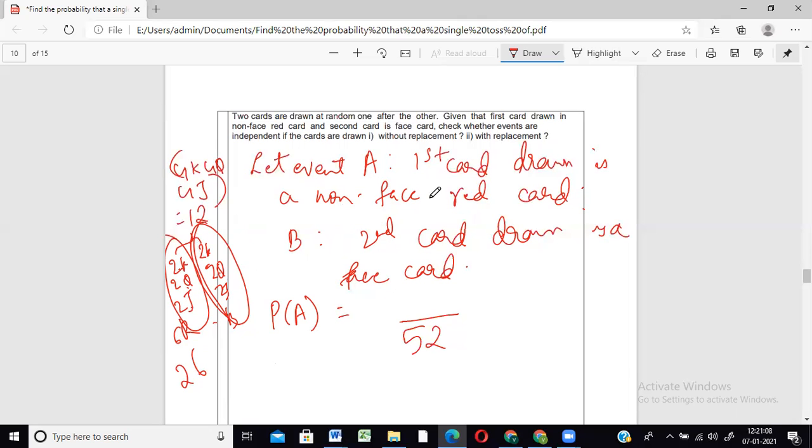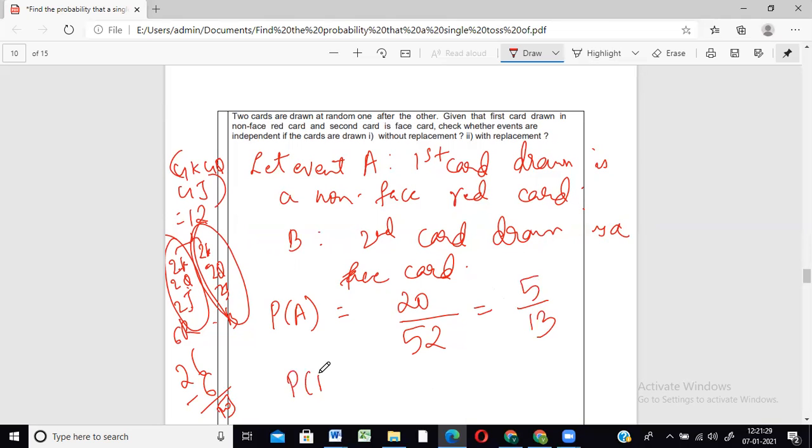So what have they said now? It is red, meaning it is among the 26, but not these 6. These face cards, the red face cards, are 6. So you will subtract 6 and then you will get the answer as 20. This is the remaining total number of non-face red cards in the pack of playing cards. So this is nothing but 5 by 13.